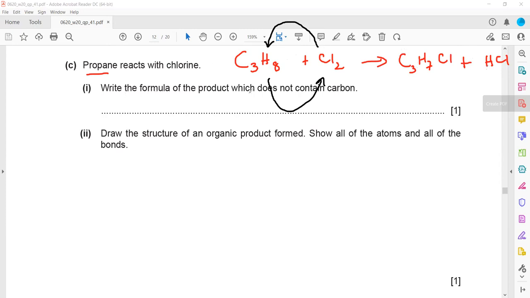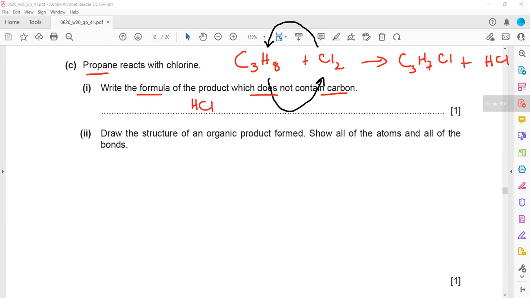The question is, write a formula for the product that does not contain carbon. So these are the products. Which product does not contain carbon? HCl, or hydrogen chloride, does not contain carbon. So we have to write HCl here, because the question asks for the formula of the product which does not contain carbon. There are two products, one contains carbon, one does not, so we write the one which does not.